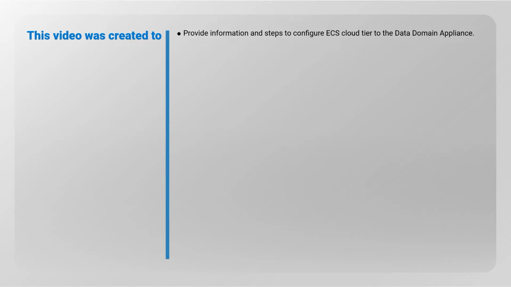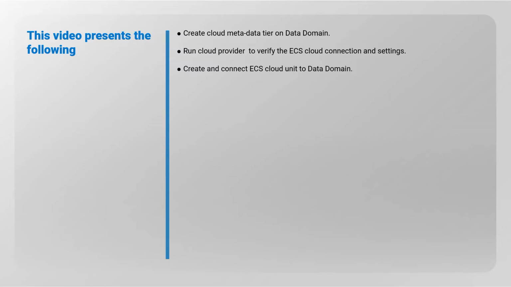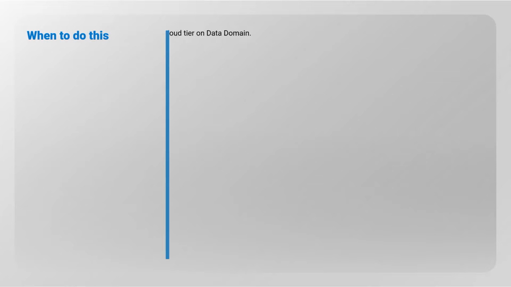This video was created to provide information and steps to configure ECS cloud tier to the Data Domain appliance. This video presents the following: create cloud metadata tier on Data Domain, run cloud provider verify to verify the ECS cloud connection and settings, and create and connect ECS cloud unit to Data Domain. When to do this? To deploy ECS cloud tier on Data Domain.